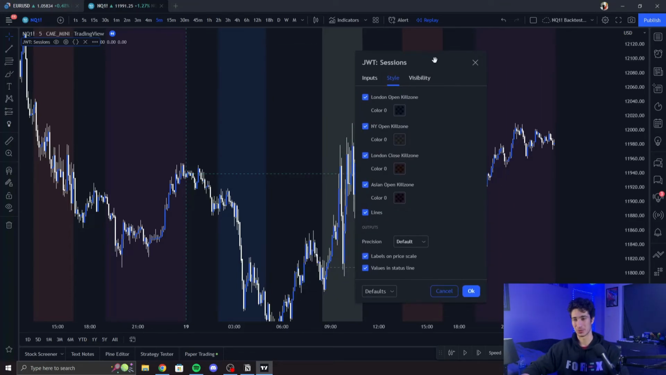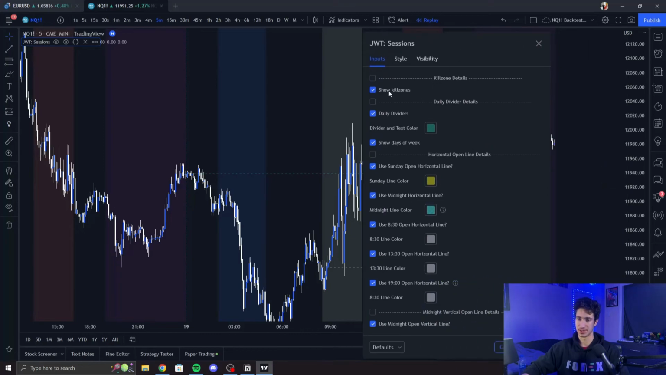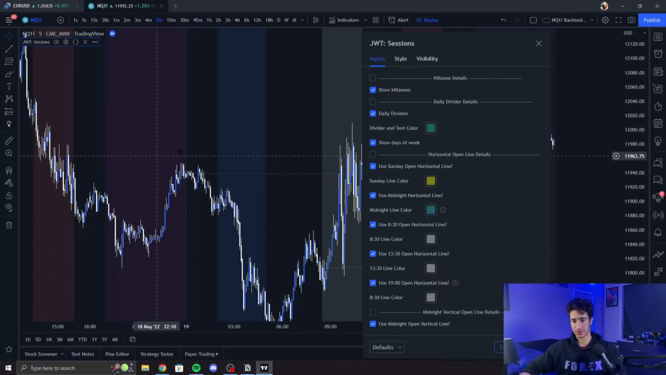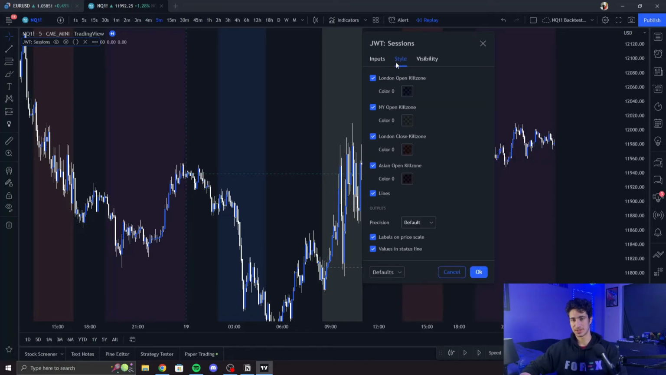But just a quick walkthrough. We have these inputs here to show the kill zones, show the daily dividers, and show the days of the week. And then you can customize the colors of each session. I also matched the color of the horizontal and the vertical midnight lines with the same color, just so you can see how they correspond with each other. And then this is a toggle for using the midnight open line. I tried to make this as user friendly as possible.